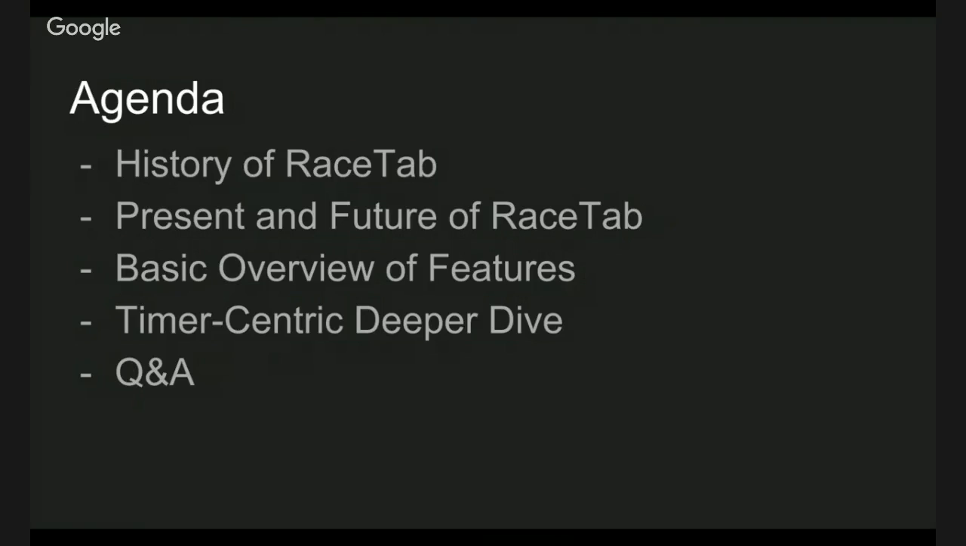My name is Jason Byrne, and Cody Branch is also on with me, and we're going to split up and tag team this training session. So this is the basic agenda. First, I'm just going to talk about where RaceTab came from. After that, I'm going to go into where we are now and where we're going. Then I'm going to get into an overview of some of the features that you'll see within RaceTab, just a very high-level look.